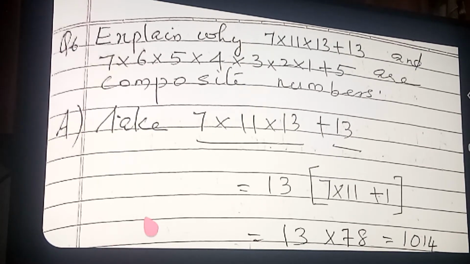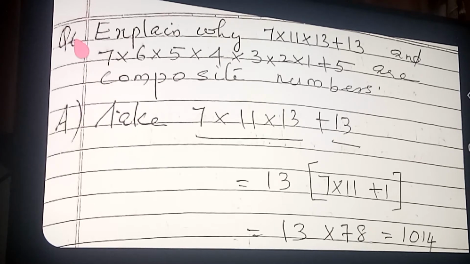Now question number 6. Explain why 7 into 11 into 13 plus 13 and 7 into 6 into 5 into 4 into 3 into 2 into 1 plus 5 are composite numbers.